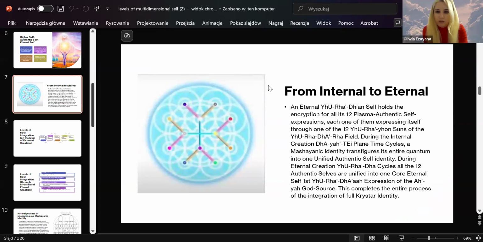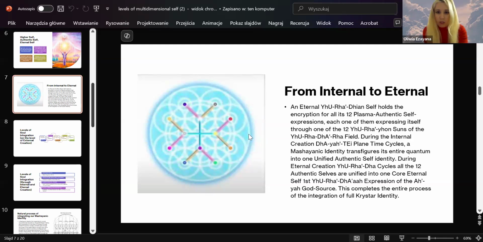An eternal Euradian self holds the encryption for all its 12 plasma authentic self-expressions, each one of them expressing itself through one of the 12 Uraeon suns of the Uradeira field. So if we look at the structure of the Rushay, the Euradian self is almost like in the center. It is like the 13th sun that has the ability to progressively reintegrate all of the 12 that it is surrounded with. And within each one of those 12 suns, we can find one deity self.